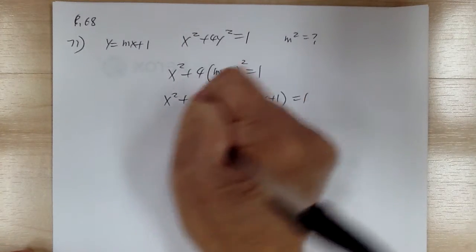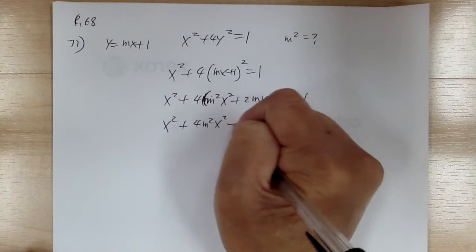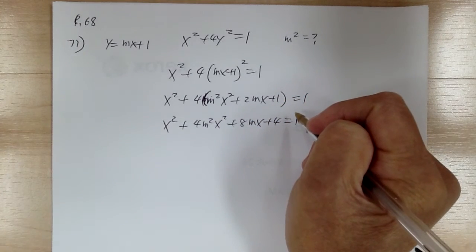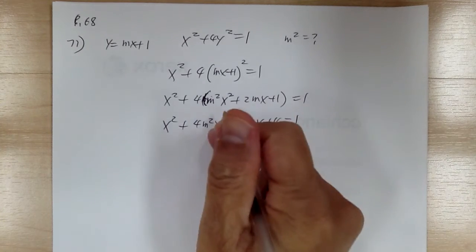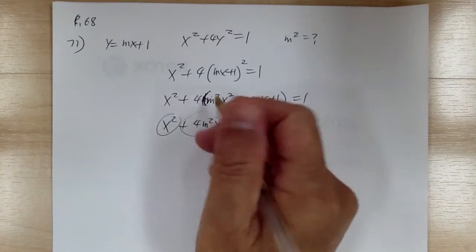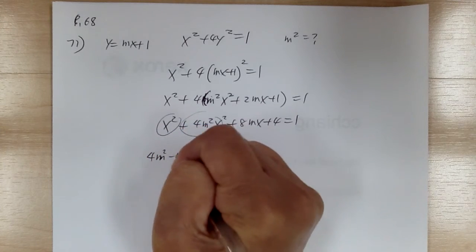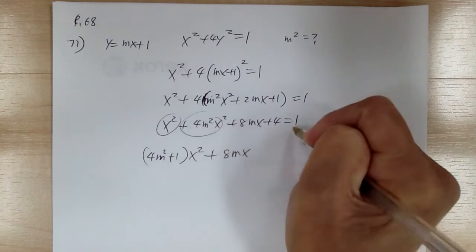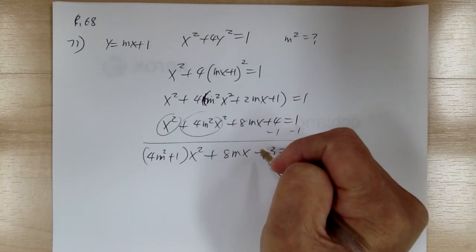Okay, and then go and distribute out. So this will be 4m squared x squared plus 8mx plus 4 equal to 1. And let's go ahead and minus 1 on both sides and combine the like terms. So we have (4m squared plus 1) times x squared, plus 8mx, and minus 1 on both sides would be plus 3 equal to 0.